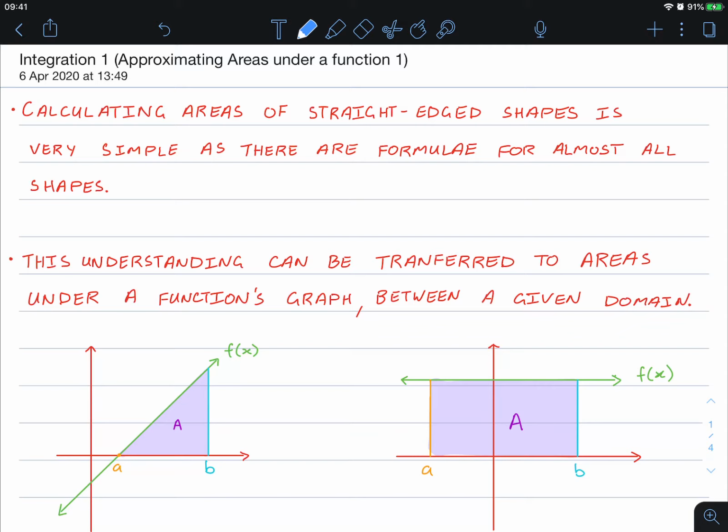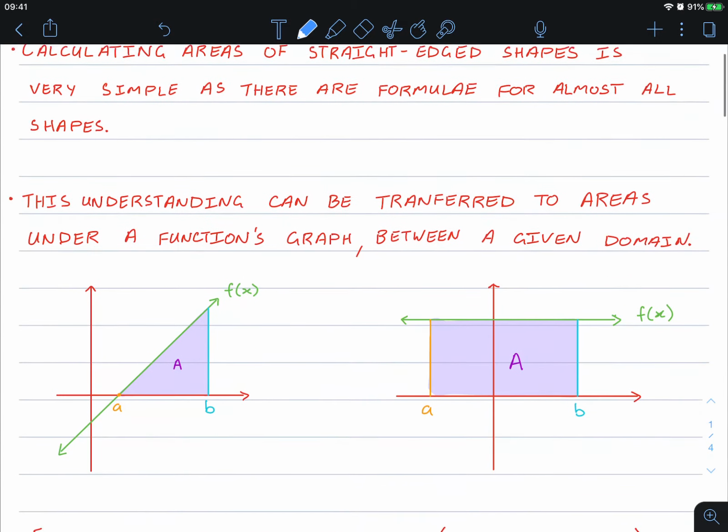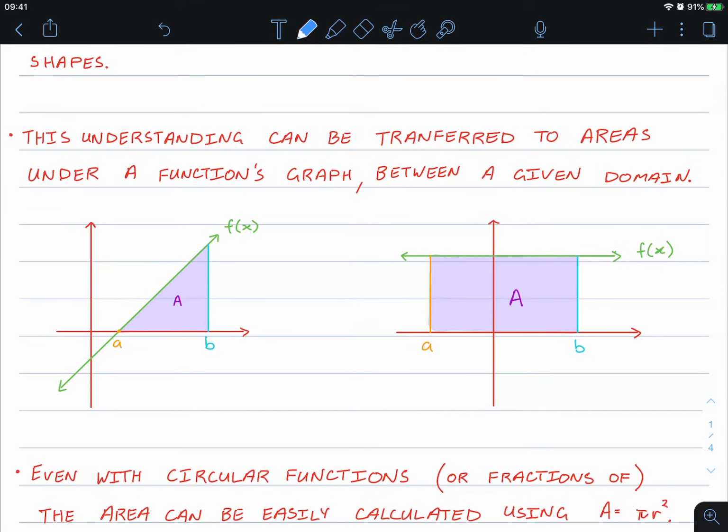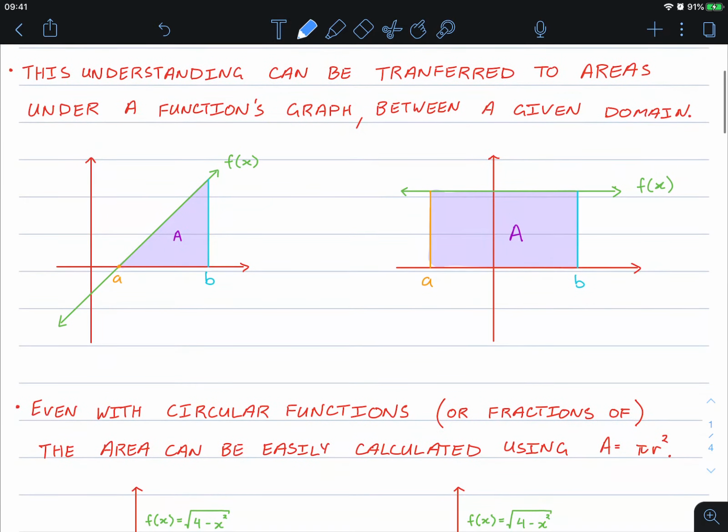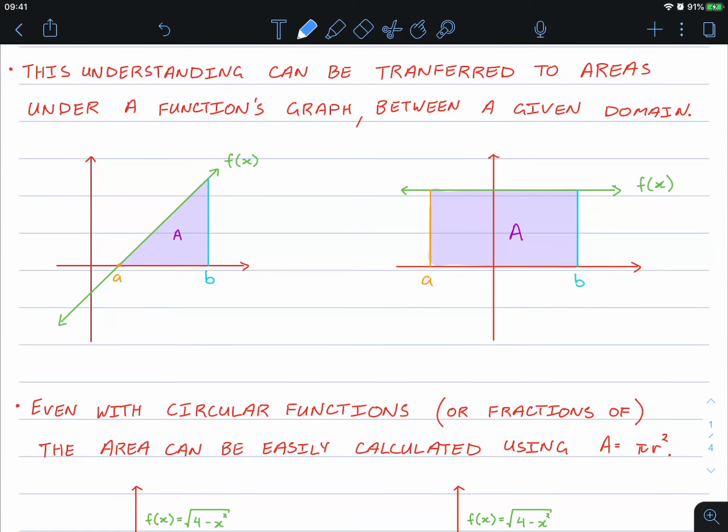Hello class, this is a video tutorial on approximating areas under a function. Calculating areas of straight-edged shapes is very simple, as there are formulae for almost all shapes that we know: rectangles, triangles, trapezium, etc. And this understanding can be transferred to areas under a function's graph between a given domain.